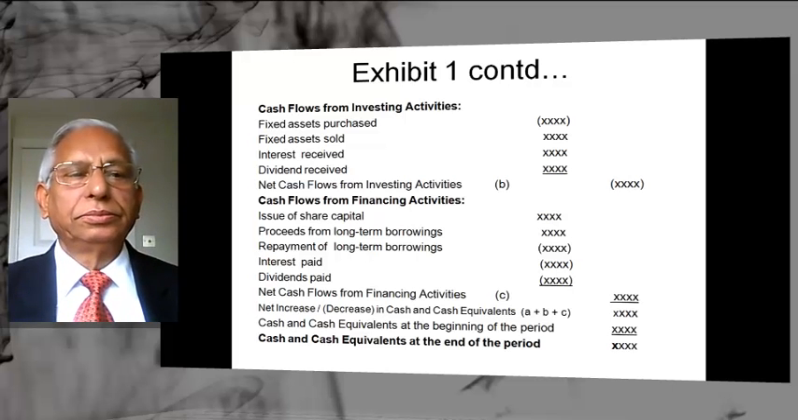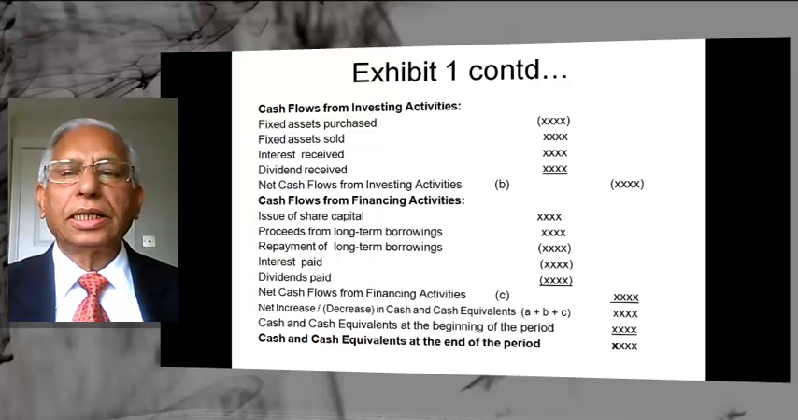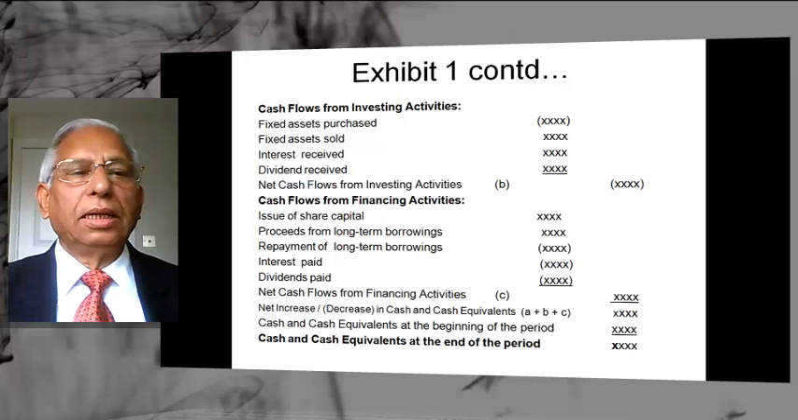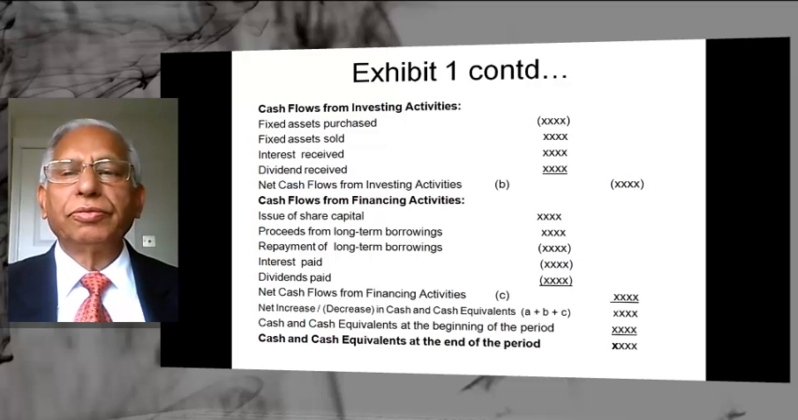B item, under the heading cash flows from investing activities, lists fixed assets purchased, it is a minus item. Then fixed assets sold, it is a positive item, it will result in inflows. Next is interest received, it is also inflow, positive item. Then dividend received, all these are plus items. So they have been shown out of the bracket.